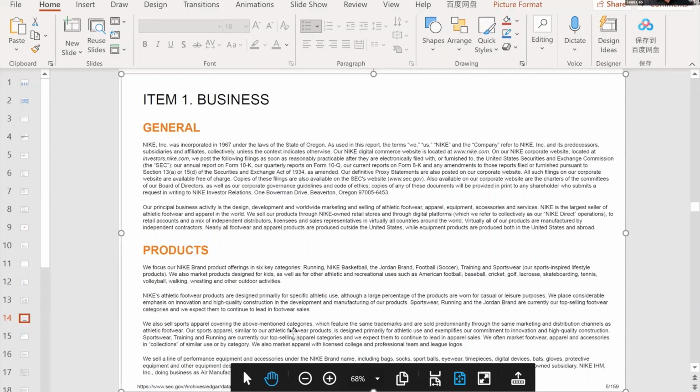You can see the above-mentioned categories, which feature the same trademarks, are sold predominantly through the same marketing distribution channels as athletic footwear, and then they sell shoes as well. They also have some performance equipment. For example, they have bags, socks, sports balls, eyewear, timepieces, watches, digital devices, bats, you guys play baseball, gloves, and many other things. So this is the product description for Nike.